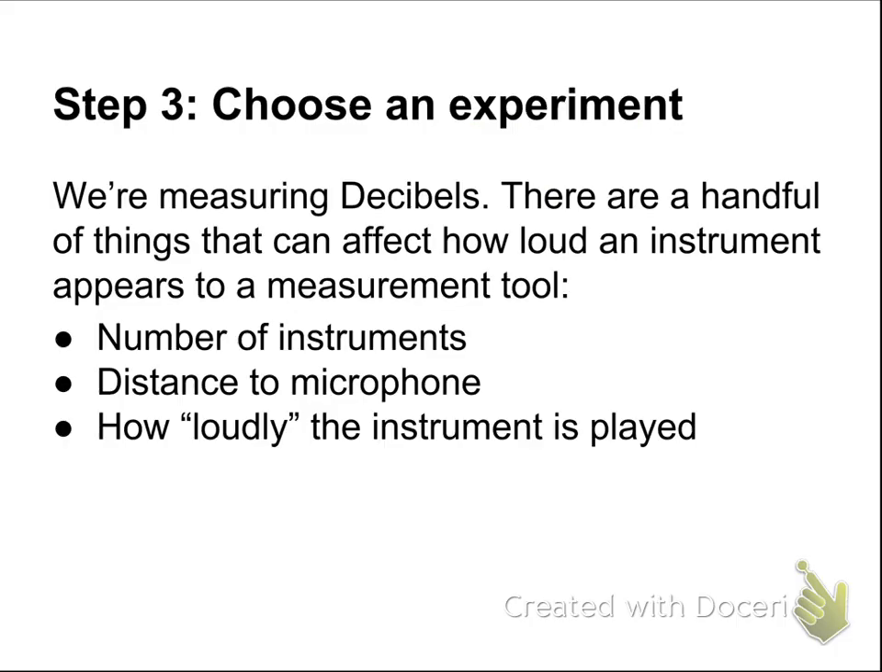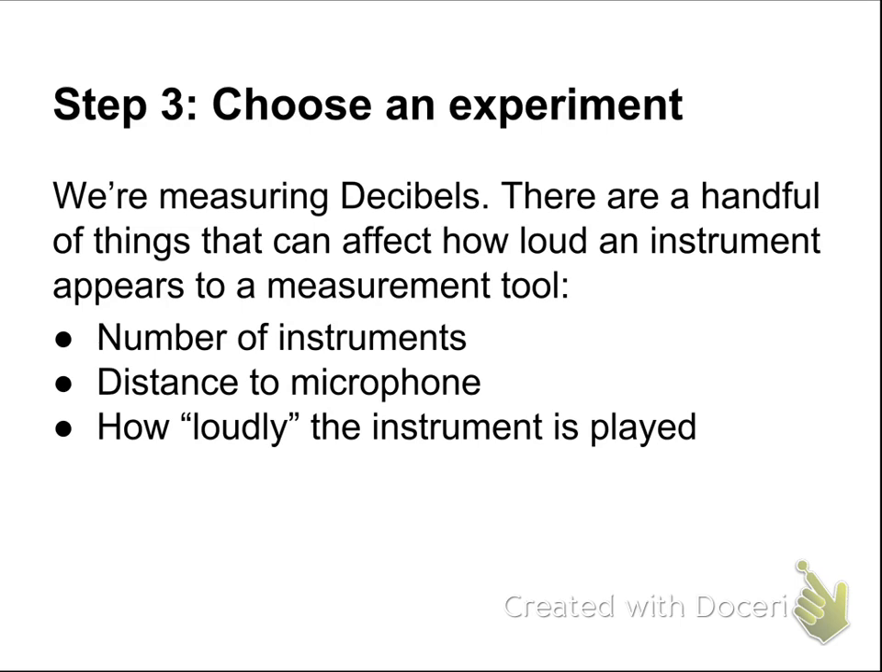So the first thing you're going to do when you get with your group is choose an experiment. You can think about which of these you want to do. We are measuring decibels, and there are a handful of things that can affect how loud an instrument appears to a measurement tool. I want you to think of and bring to class any others, but these are the main ones that often crop up when we talk about this.